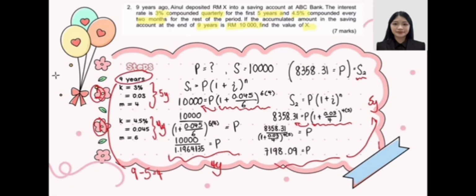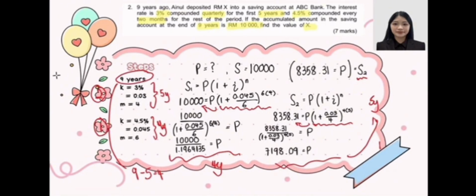Now let's go for question 2. Nine years ago, Ina deposited X ringgit into a savings account at ABC Bank. The interest rate is 3% compounded quarterly for the first 5 years. So from the information given here, for 5 years, K is equal to 0.03 and M is equal to 4. This information we can use for 5 years only.